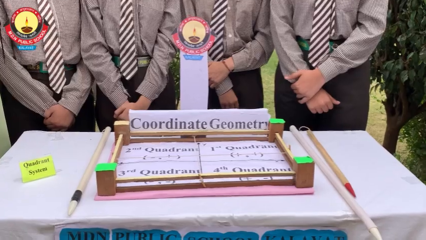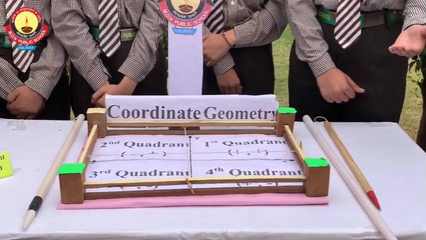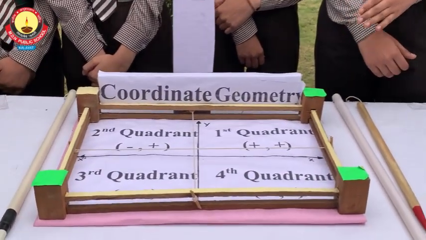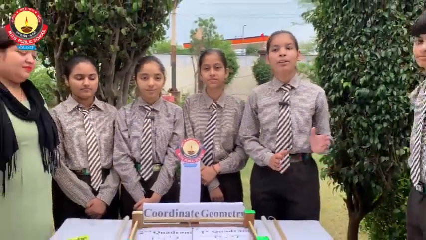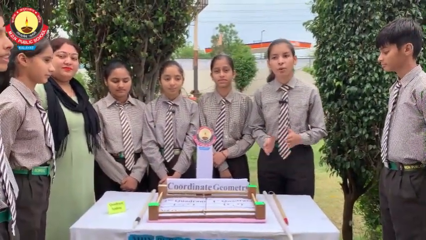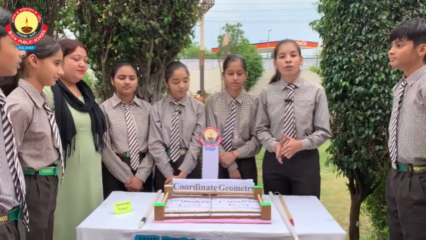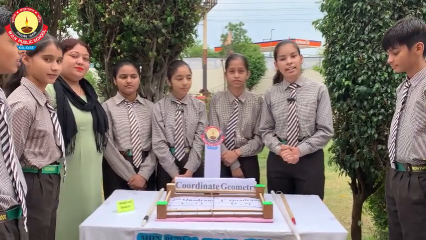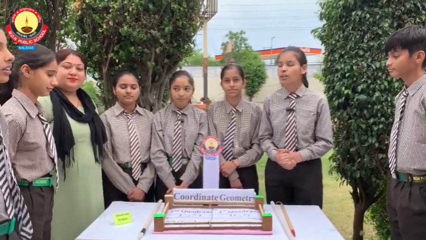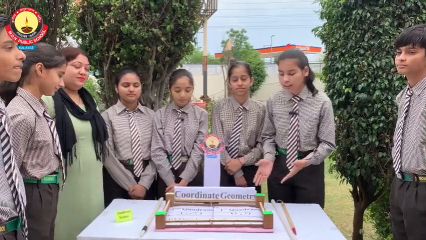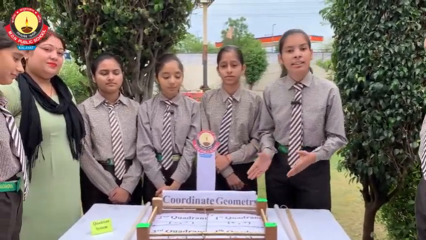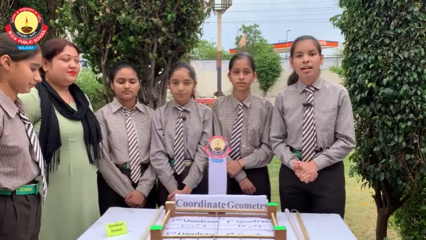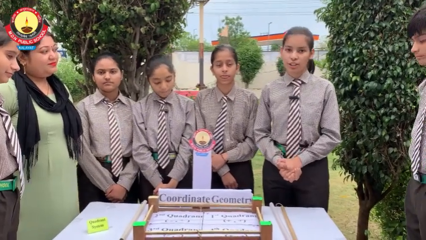So firstly, what is coordinate geometry? Coordinate geometry is the branch of mathematics in which geometrical problems are solved through algebra by using a coordinate system. The father of coordinate geometry is René Descartes. Now, what is the use of coordinate geometry in our daily life? It is used in describing the maps that we see in our mobile phones and computers to locate the position.